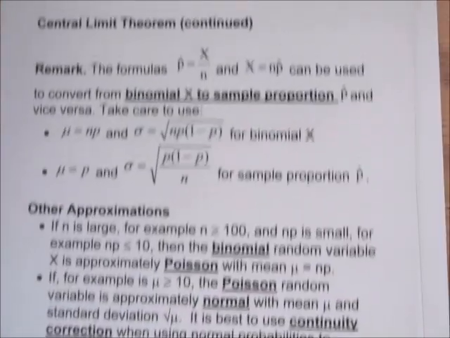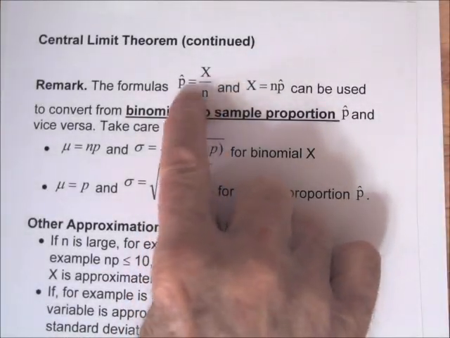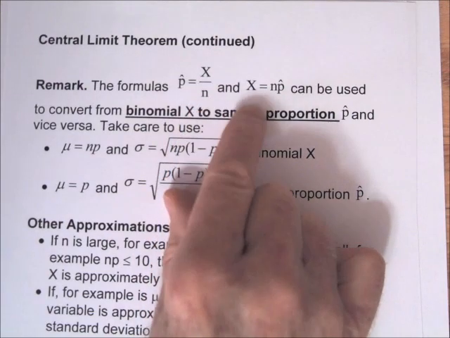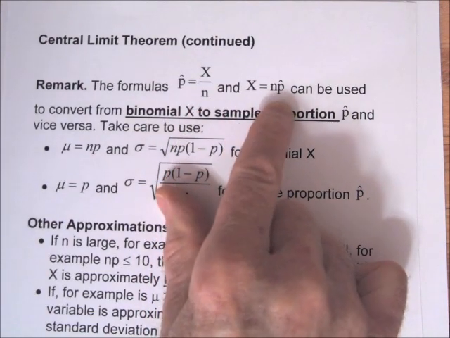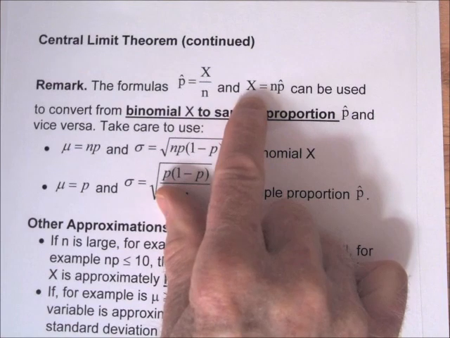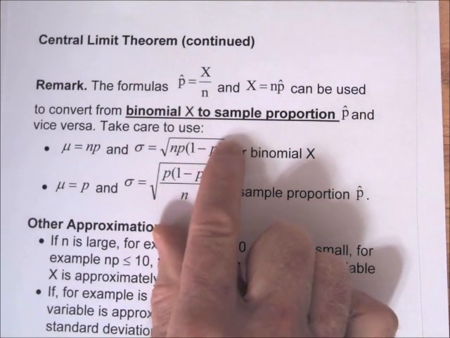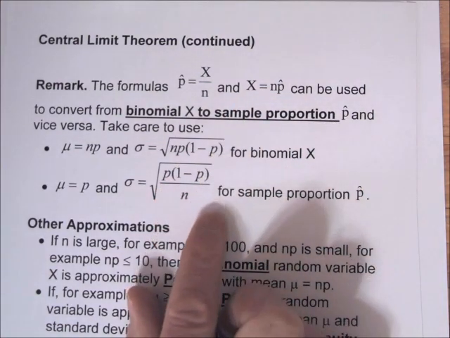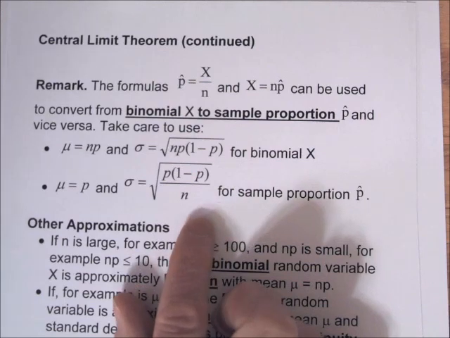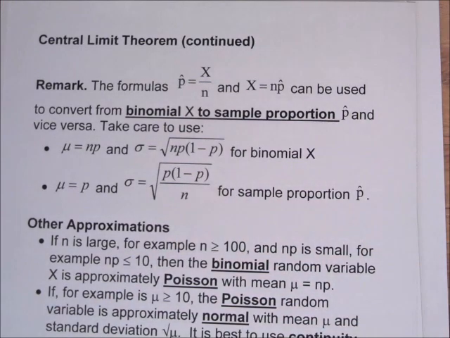Okay, so again, it's the binomial divided by n. P hat has the binomial, so x divided by n. Or you can also write the binomial x is equal to n times p hat to convert from one to another.